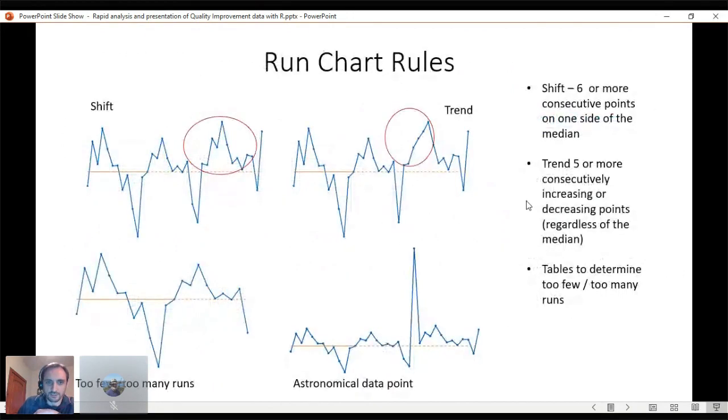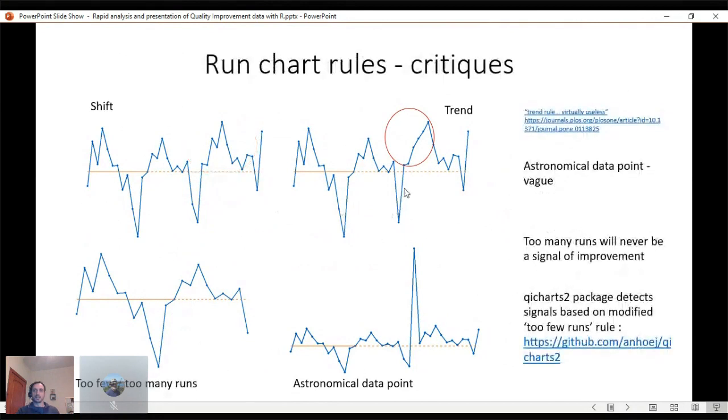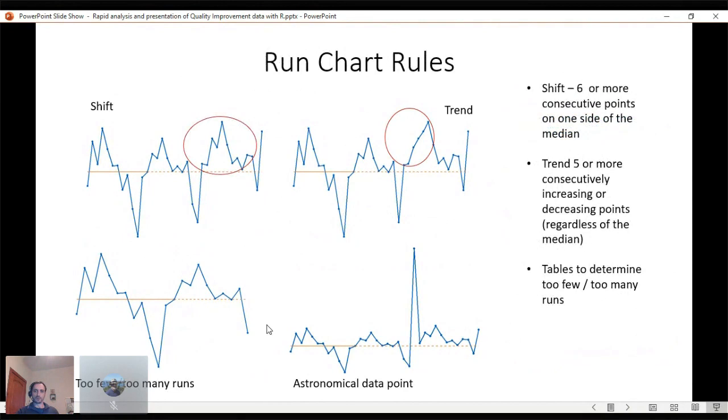And the analysis is quite complicated sometimes. There are several rules that we apply. Shift, which is a run of six or more points above the line or below the line. Trend, which is five or more increasing points. An astronomical data point, or too few or too many runs.